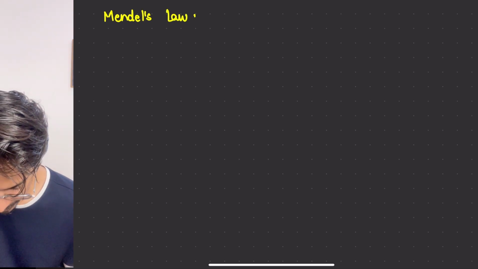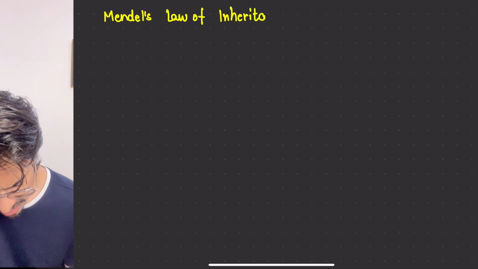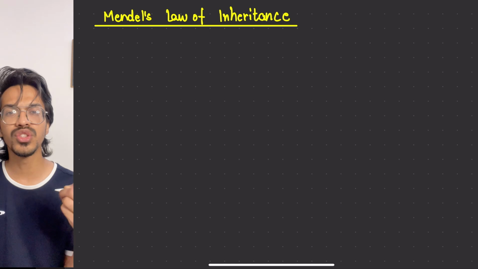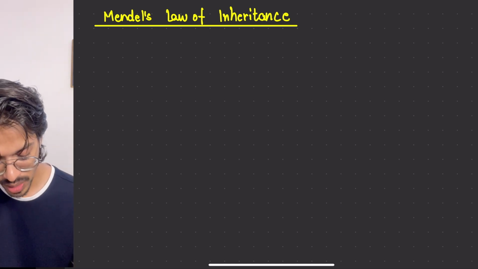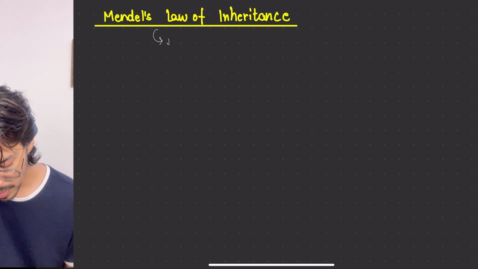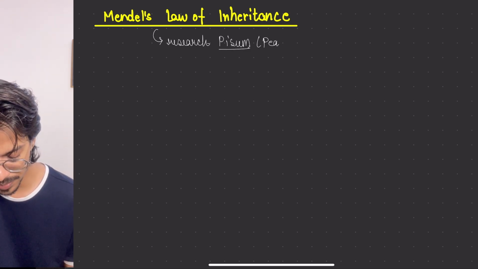First of all, Mendel's law of inheritance. Mendel was a monk and all those things, they hardly will ask you these. They could ask you why he chose the pea plant. So he did his experiment on what, beta? He did his experiment on Pisum sativum, that is your pea plant.